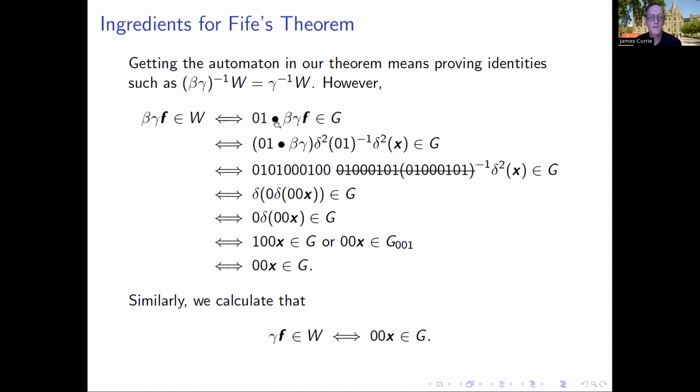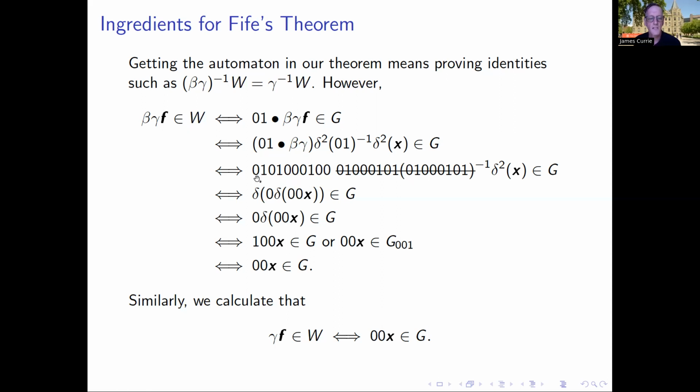However, 0, 1 with beta gamma of f applied to it, beta gamma has length 2, so that looks like 0, 1 bullet beta gamma. We strip off the delta squared 0, 1 from the end of that, and then we apply delta squared of x to that. And so here is beta gamma of 0, 1. I strip this off the end. Oh, sorry, this whole thing is beta gamma. I strip off delta squared from the end. Then I apply delta squared of x to it.